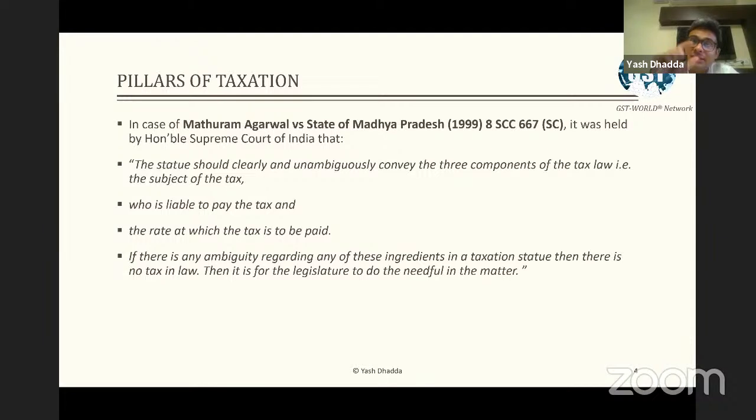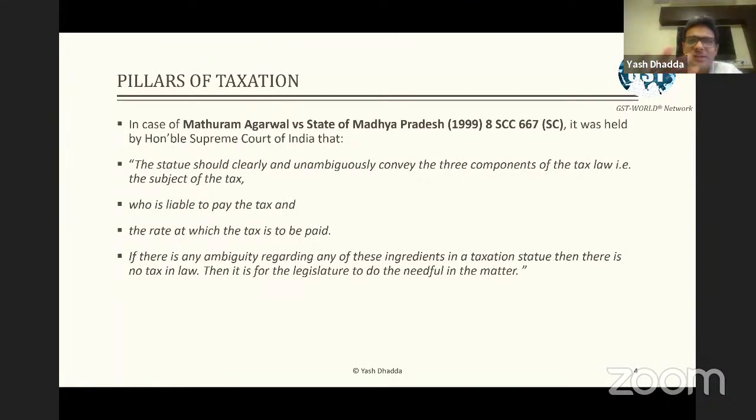And in this, they said three things are very important whenever you're looking at a levy. First thing is the subject matter of the tax. Second is the person who is liable to pay tax. And third is the rate at which the tax needs to be paid. And the Supreme Court said that if any of these three things is unclear, if there is ambiguity in any of these three, then the levy is going to fail.